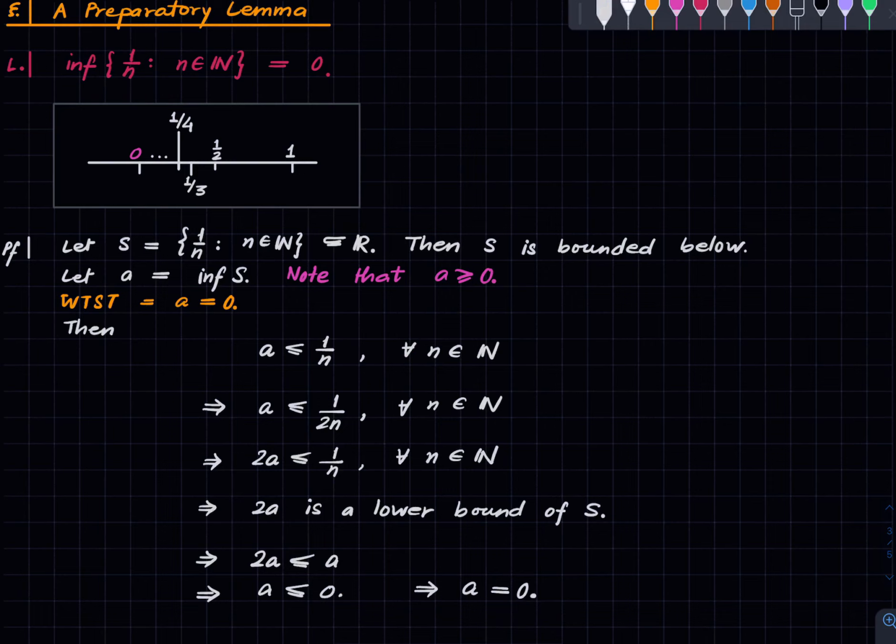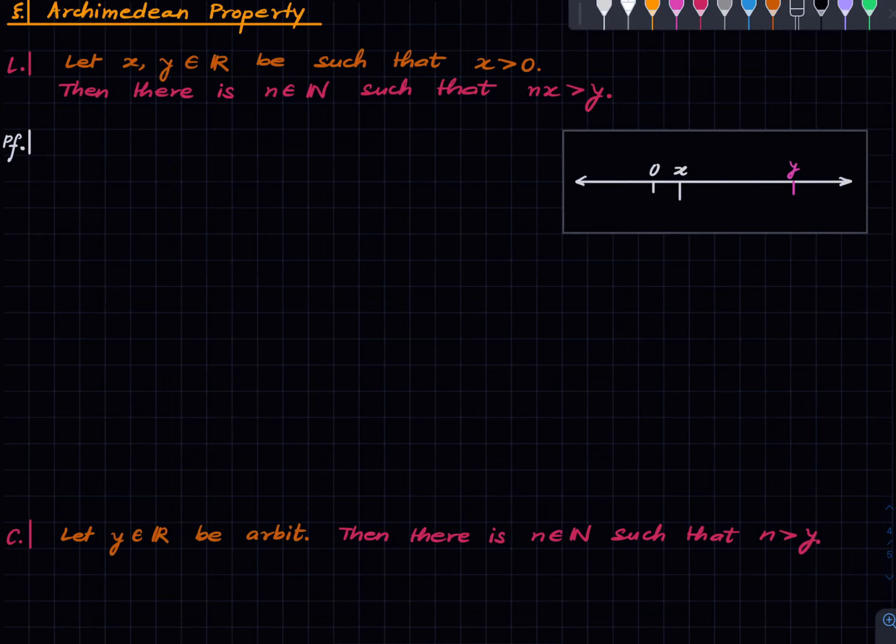It's a nice proof. It's an interesting proof, even though the fact was intuitively obvious. But one has to prove it rigorously, and this is one way to do it. Okay. So now here is the Archimedean property. It says that fix two real numbers x and y such that x is positive. So we have depicted it here. Then there is some natural number n such that n times x dominates y.